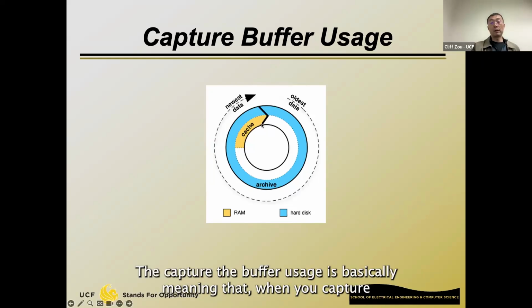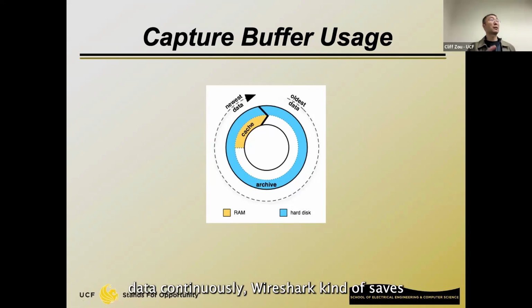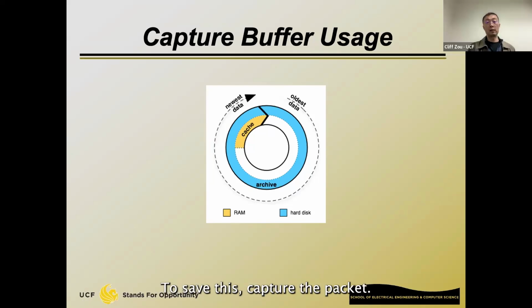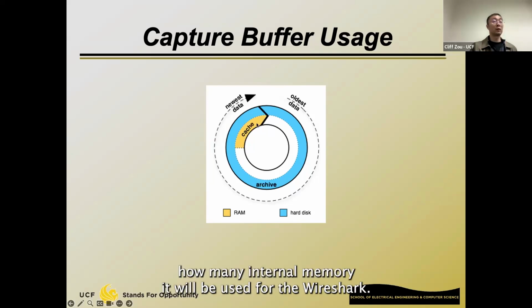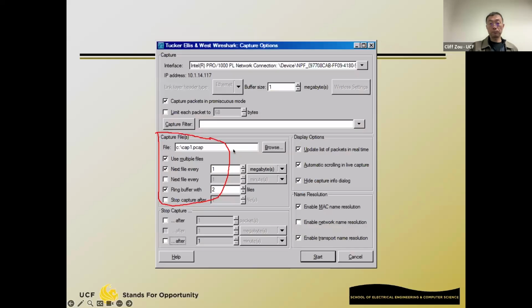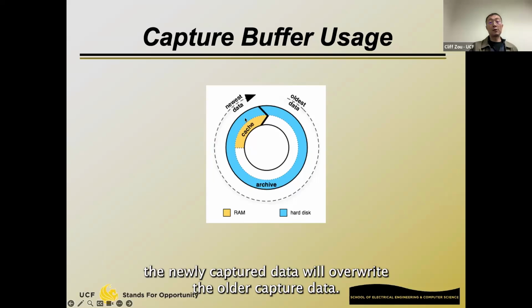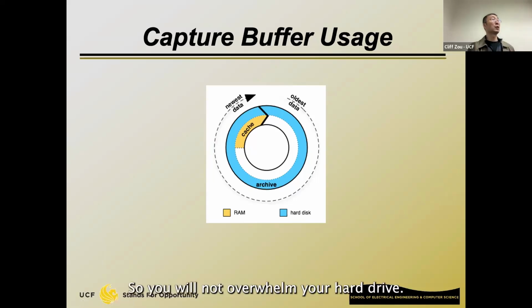The captured buffer usage basically means that when you capture data continuously, Wireshark can save the data into your disk, and you can specify how much disk storage you want to use for Wireshark to save this captured packet. And the cache is basically how much internal memory will be used for Wireshark. And when the specified disk storage has been used up, then newly captured data will overwrite the old captured data. So you will not overwhelm your hard drive.